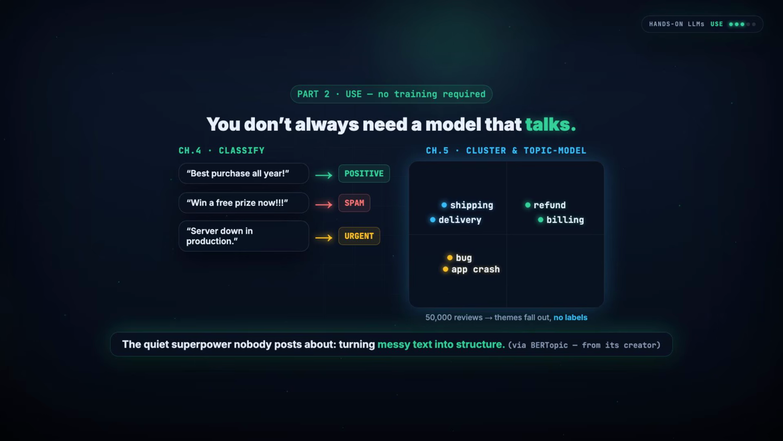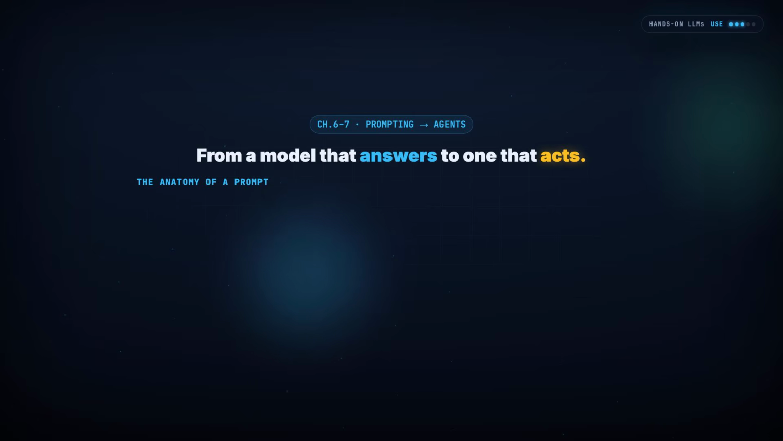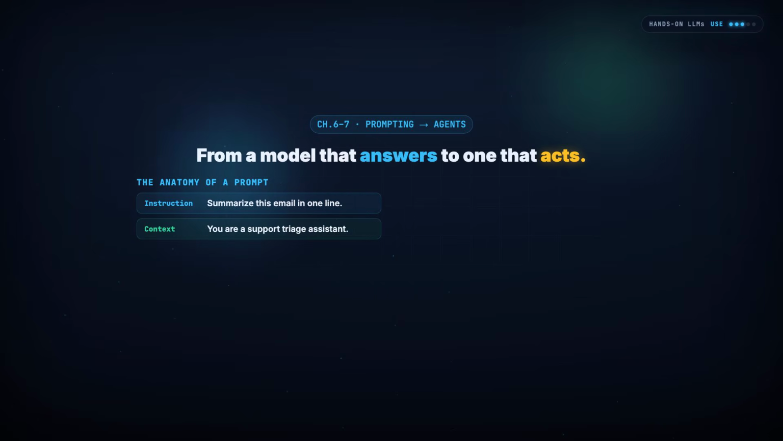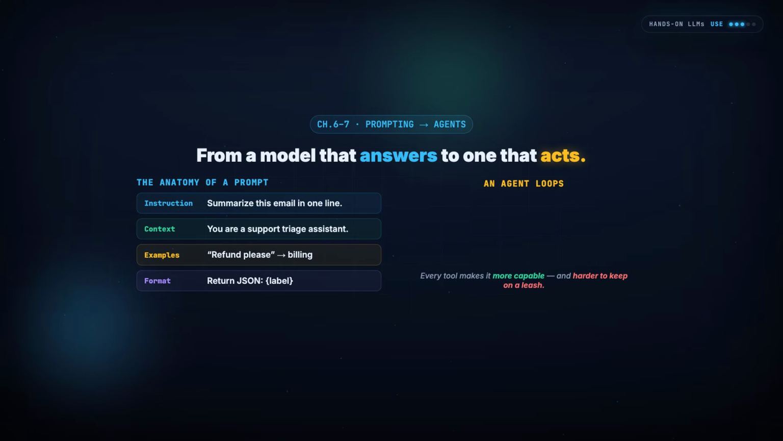This is the quiet superpower of AI that nobody posts about, turning a giant pile of messy text into structure. Chapter 6 is the one everybody actually came for, prompt engineering. And the book treats it as a real skill, not a bag of tricks. A prompt has an anatomy: instructions, context, examples, and the format you want back.